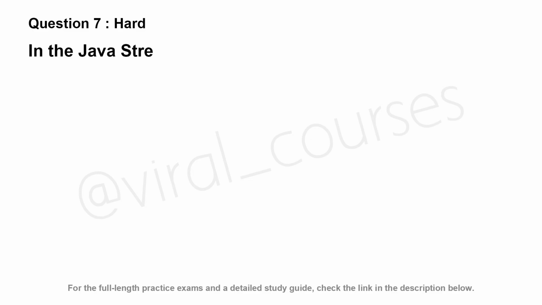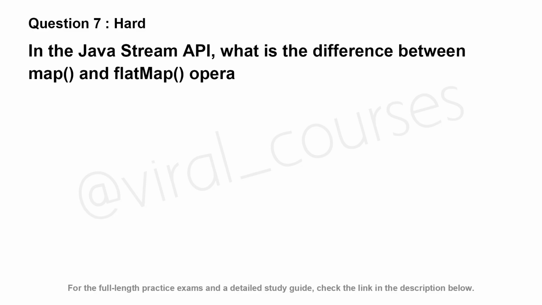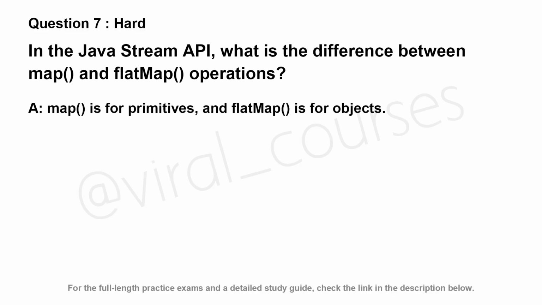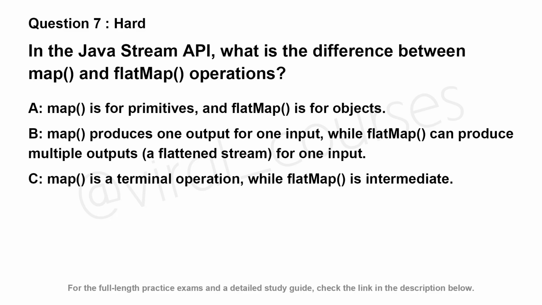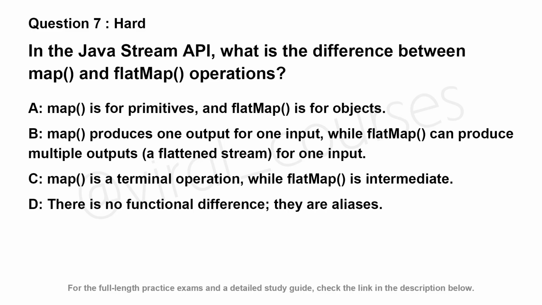In the Java Stream API, what is the difference between map and flatMap operations? Option A. map is for primitives, and flatMap is for objects. Option B. map produces one output for one input, while flatMap can produce multiple outputs, a flattened stream, for one input. Option C. map is a terminal operation, while flatMap is intermediate. Option D. There is no functional difference. They are aliases.